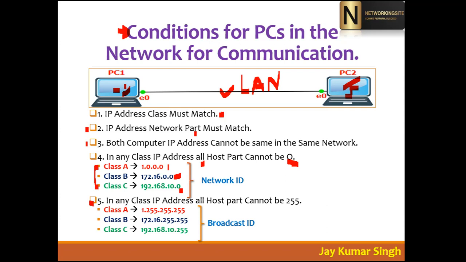Now the fifth condition: in any IP address or in any IP class, all host part bits cannot be 255. Like here I gave you the example of 0, and here I am sharing the example of 255.255.255. In the host area, all of the host part cannot be 255.255.255. Why? Because this is the broadcast IP address.